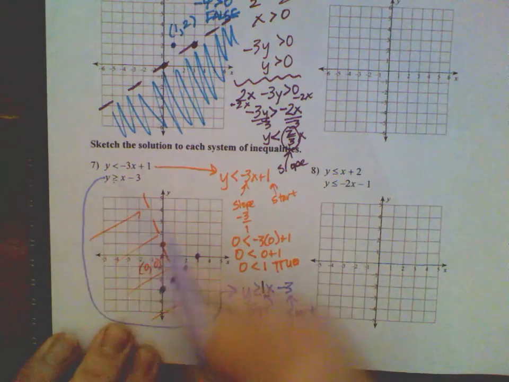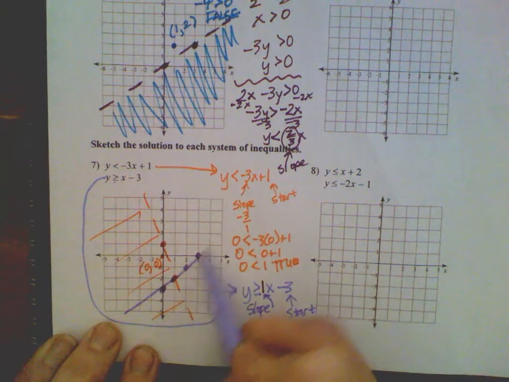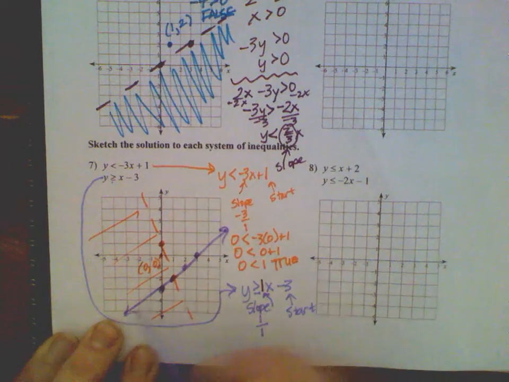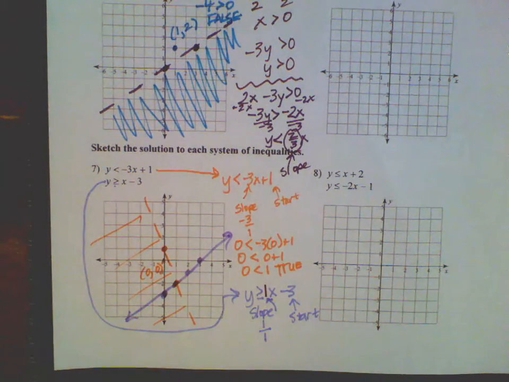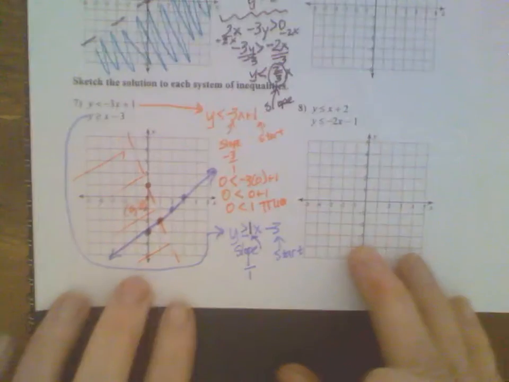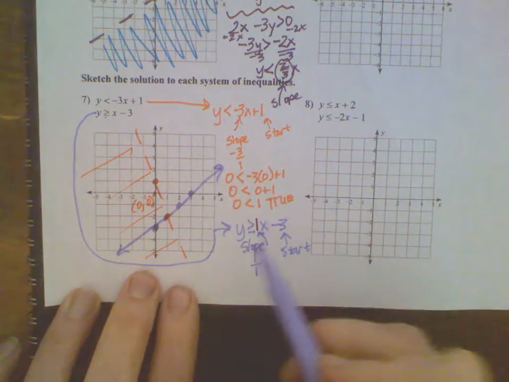Because this is greater than or equal to, this is a solid line. I don't get too worked up about whether your lines are super straight or not. Just kind of get them in there because I'm really more interested in the region that we're going to be shading. Okay? So now I'm going to finish this off with my test point.